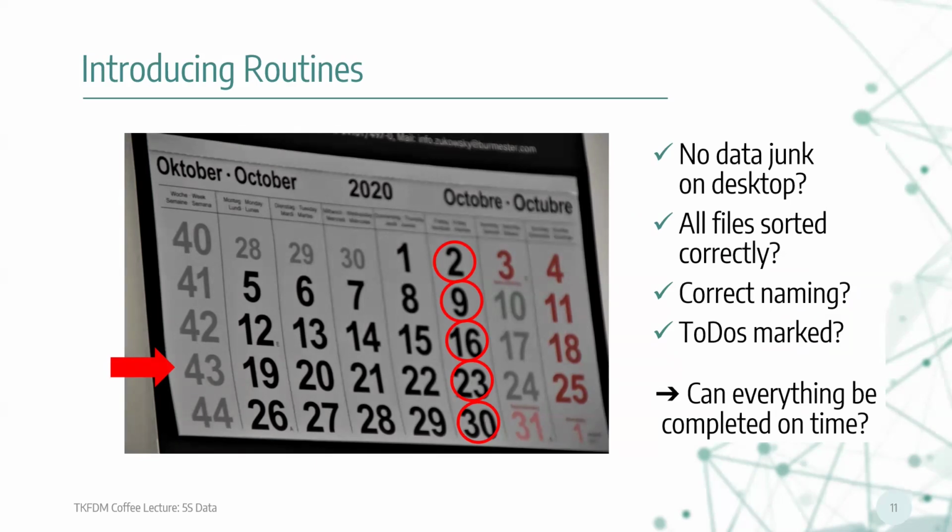But you also should consider: can everything you created so far be completed on time all the time? So maybe you created too specific naming conventions or too many folders. It takes too much time to sort everything. So maybe you should go a step back and create a new ordering system.